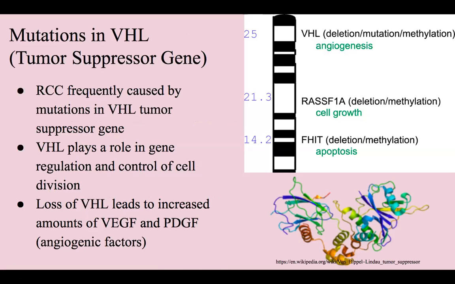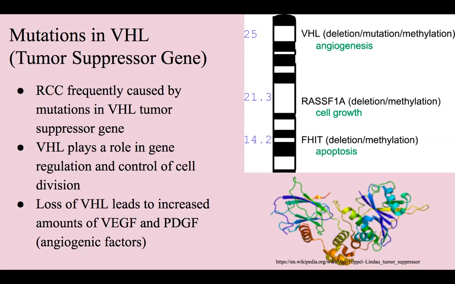So RCC is commonly caused by or associated with mutations in the short arm of chromosome 3, with the implicated genes being either tumor suppressor genes like VHL and TSC or oncogenes like c-Met. This image on the top shows the short arm of chromosome 3, and we can see that deletion, mutation, or methylation of the top part, labeled 25, inhibits the tumor suppressor gene VHL from functioning properly. The VHL protein likely plays a role in other cellular functions, including the regulation of other genes and control of cell division.